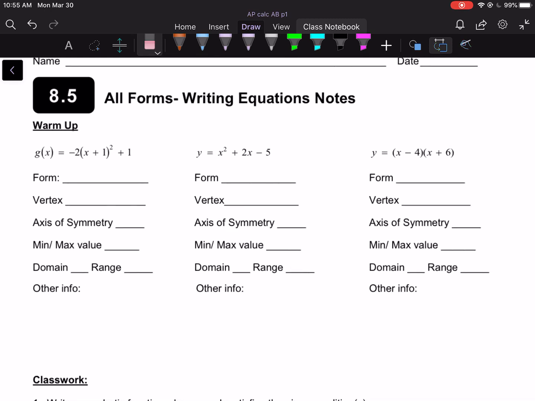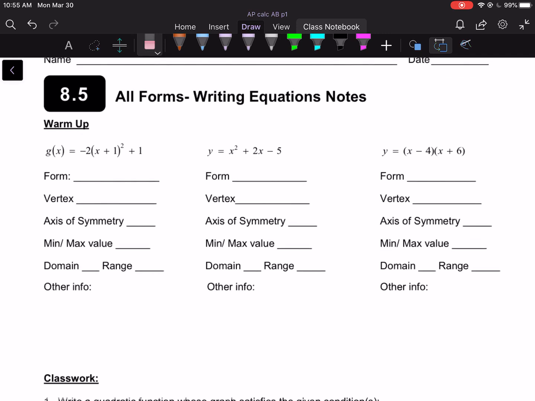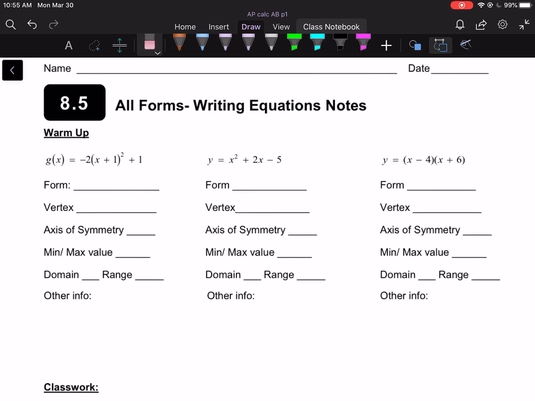We are going to start by reviewing all three forms that we've learned this unit, and then we're going to get into writing equations given information. So let's warm up first.